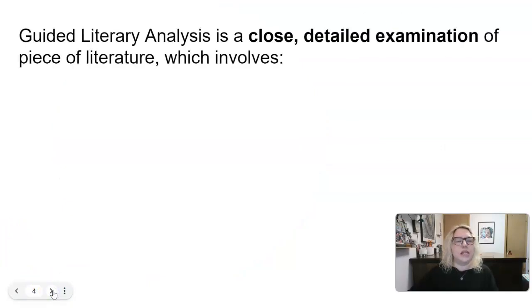What is the Paper 1 exam? It's a guided literary analysis, which is a close, detailed examination of a piece of literature. And this is what we might consider in IB to be the foundation of everything else we do, because it's in a close, detailed examination of a piece of literature that we are looking very carefully at analysis, evaluation, and interpretation. Some might say this is the bread and butter of English literary analysis for IB higher level.